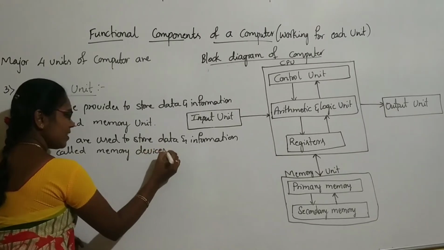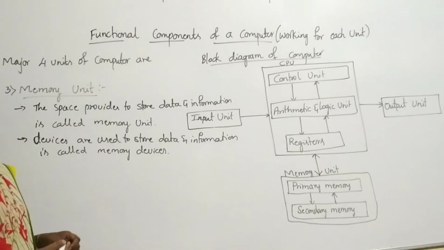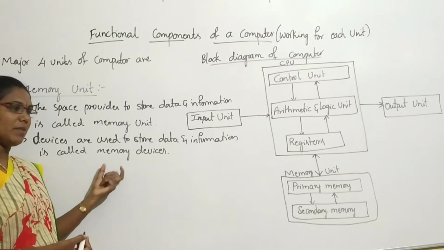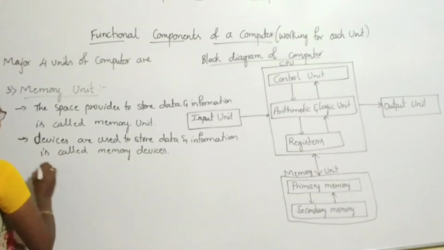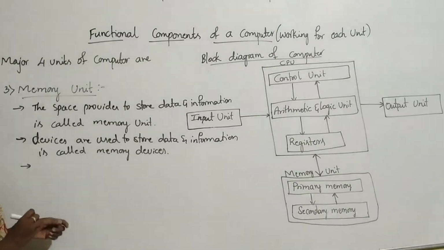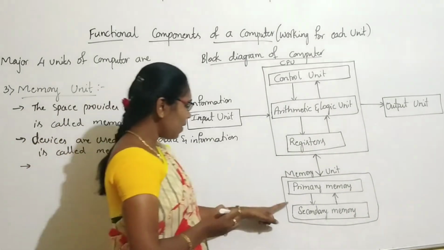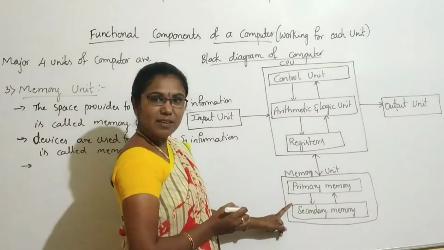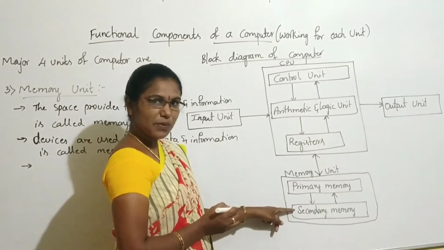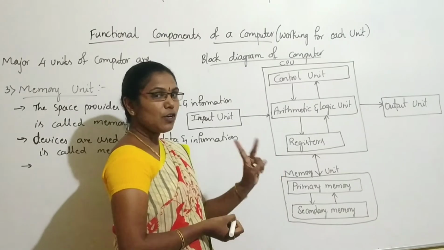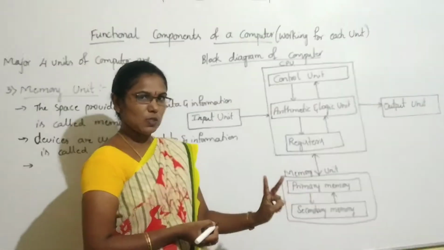So all the devices we use to store data and information in a computer system are called memory devices. Understood? The memory has two types. I have already written the two types on the block diagram of the computer. So what are the two memory devices? Are you seeing that in this diagram? Two memory devices. What are those two?